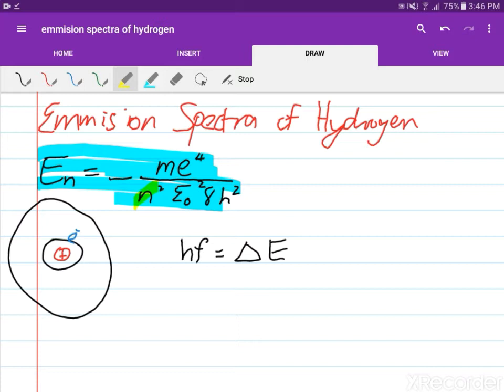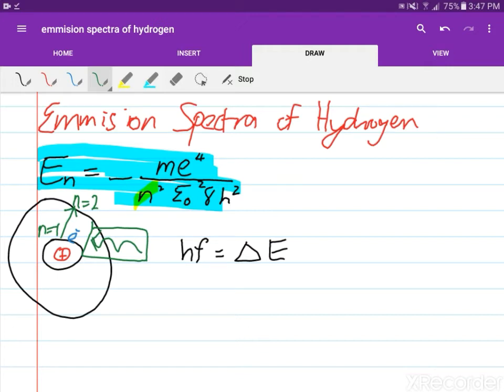So now we ask, what happens if we give an electron an energy in the form of light, and it is to transition from, say, the ground state n equals 1 to the excited state n equals 2? So we are to ask, what allowed energy of the photon can the electron absorb for it to go from n equals 1 to n equals 2?